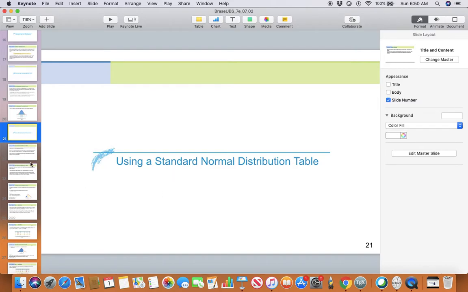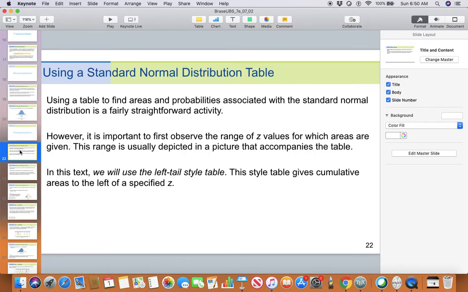How do we use a standard normal distribution table? Using a table to find areas and probabilities associated with the standard normal distribution is a fairly straightforward activity. It is important first to observe the range of Z values for which areas are given. The range is usually depicted in a picture that accompanies the table. In this text, we'll use the left tail style table. This style table gives cumulative areas to the left.